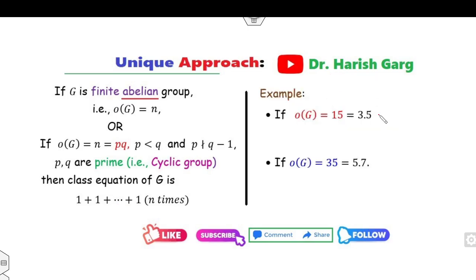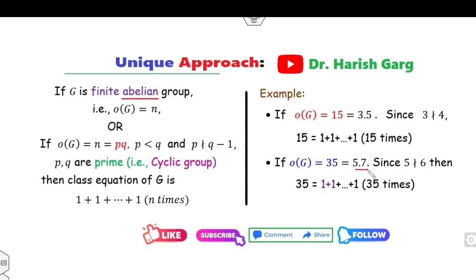For example, here 15 I can write as 3 into 5. 3 doesn't divide 4, so the class equation will be unique. How many times do you have to write 1? 15 times. And similarly for 35, 5 doesn't divide 6, so you have to write 1 as 35 number of times.